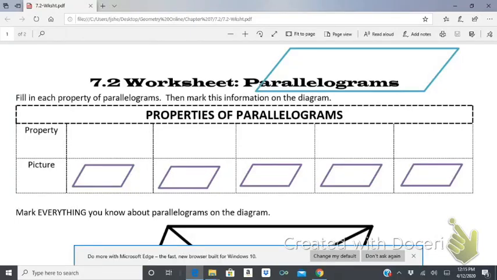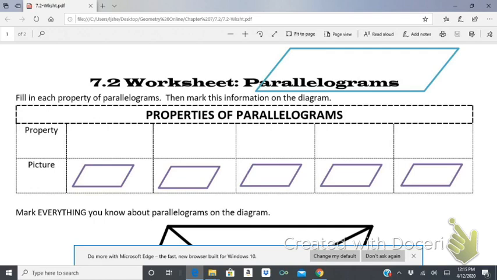Alright, back for section 7.2. This is all about a very specific quadrilateral called a parallelogram. Now most of you probably already know what a parallelogram is just by looking at this picture, but a parallelogram has 5 different properties that are all going to be really important.